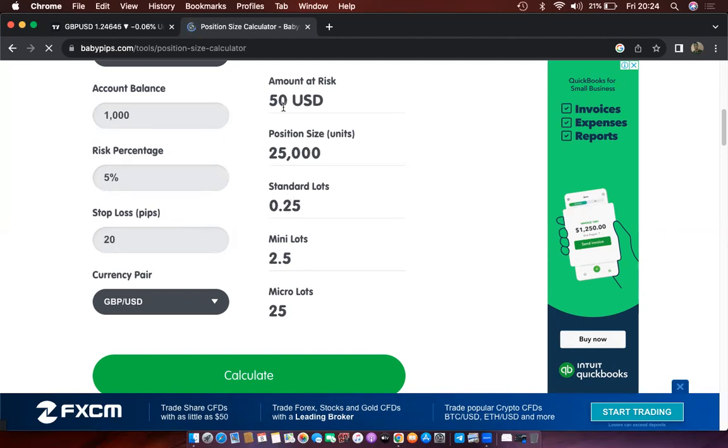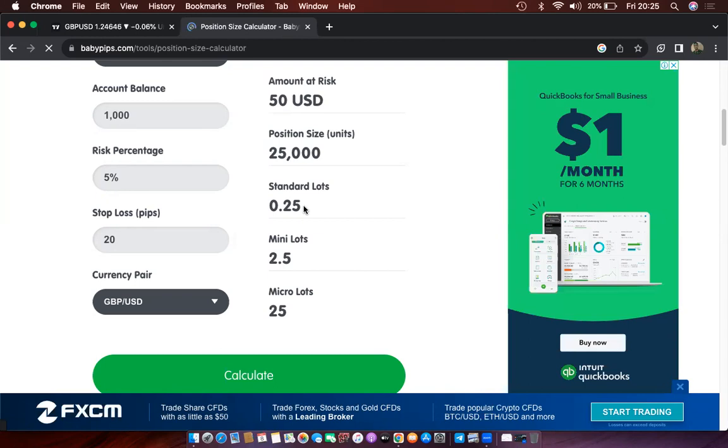Is that within your limit? Now, guys have a different type of tolerance. Some people have a high risk tolerance, some people have a low risk tolerance. So if you're willing to lose $50 per 0.25 entry, you can take the trade. So in order for you to make $50 every 20 pips, you're going to have to enter a lot of 0.25. Meaning if it hits stop loss at 20 pips, you're going to lose $50.